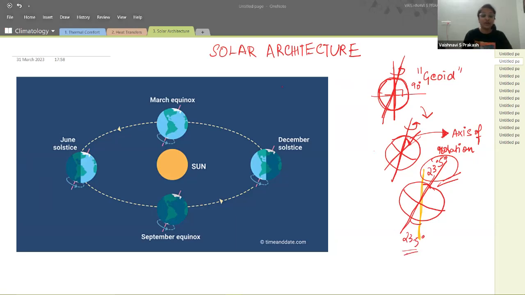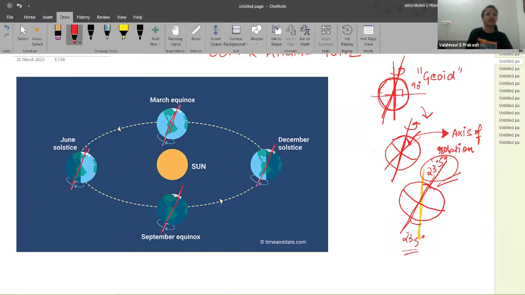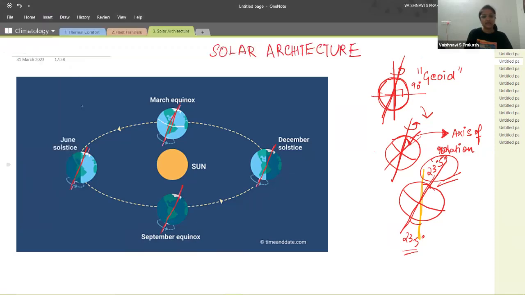Because of this, as the earth rotates and revolves around the sun, this axis causes the earth to be in 4 extreme positions. Seasons essentially are caused because of this tilt. As the earth is in this position, this portion of the earth is exposed to the sun, which means that everything in the southern hemisphere, which is exposed most to the radiation, is having the summer season, right? And the northern hemisphere is having winter.